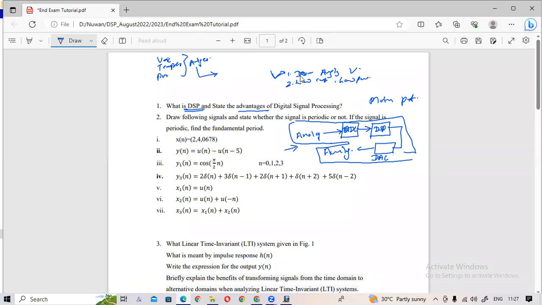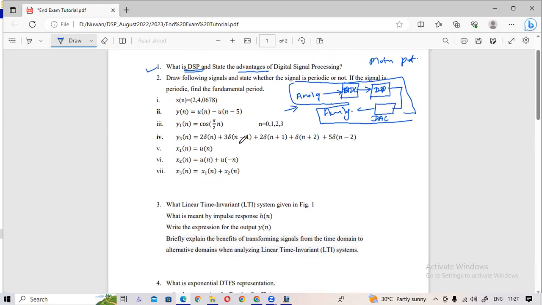Okay, so you have this idea already. Now you are given some signals and asked to state whether each signal is periodic or not. We have done this kind of signal before. If the signal is periodic, you also have to find the fundamental period. So this is the first signal.